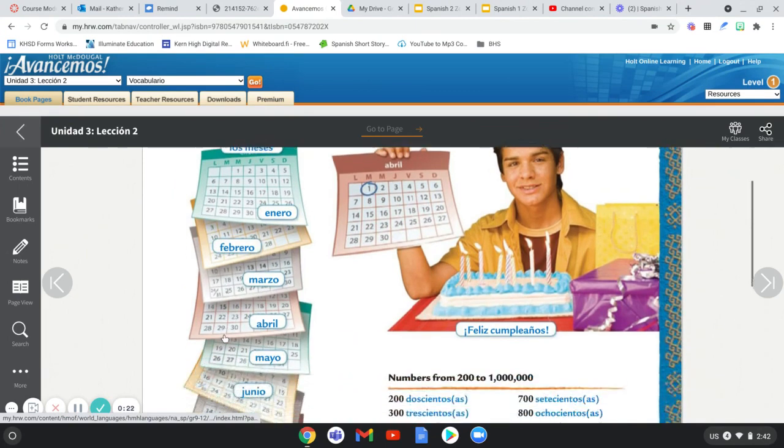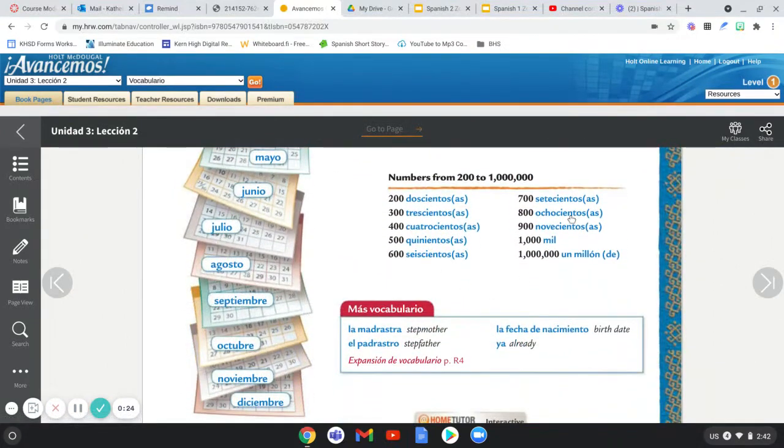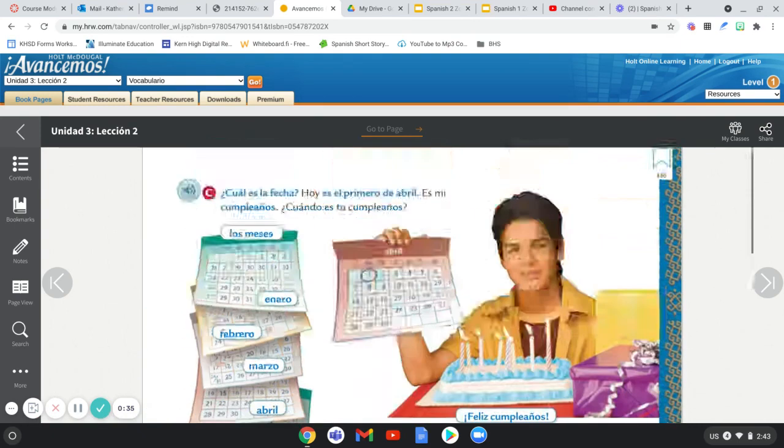We have our months that we're going to be going through. You have numbers because you need numbers depending on what year you might be talking about. And then we already went over step parents in our last video, but then the difference between the birth date, as in DATE, and the birthday, like cumpleaños. So we have a couple of things going. So let's get right into it.